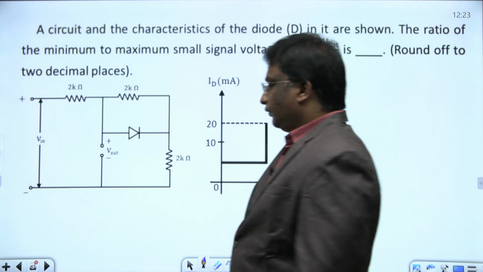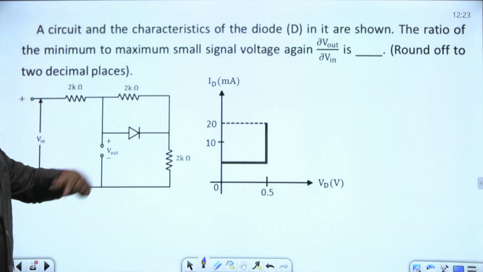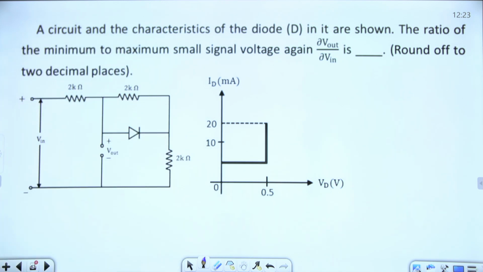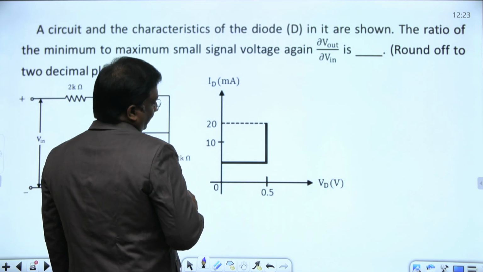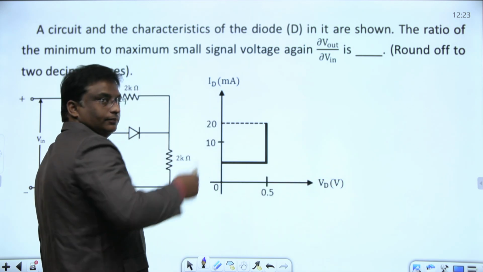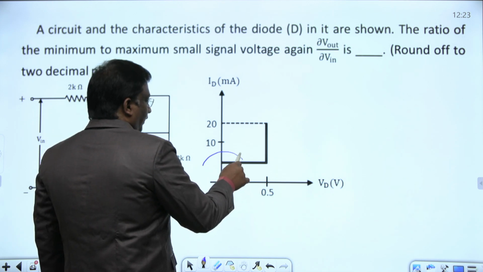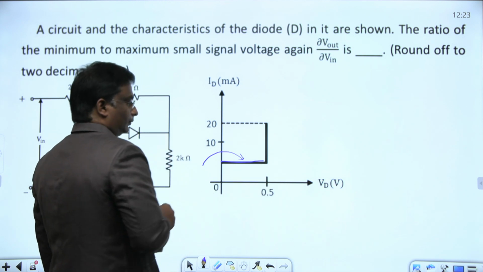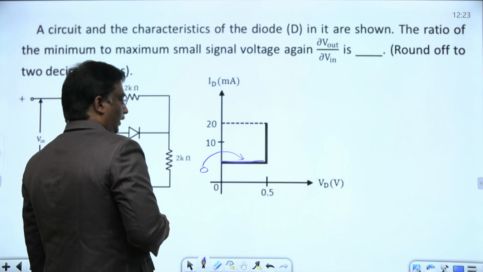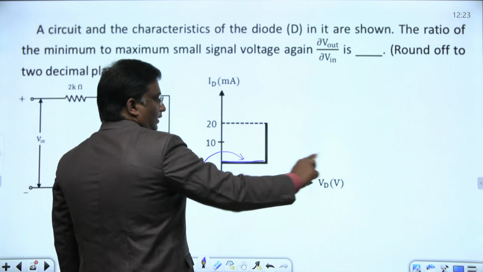If you notice the diode characteristics, they are given like this. A circuit and the characteristics of the diode. From this, see here, this is VD, this is ID. I just require this information. Tell me, what is the slope here? Slope 0. This is the vertical axis ID, this is the horizontal axis VD.